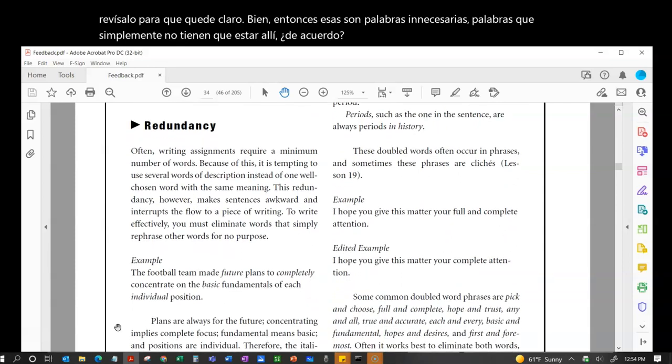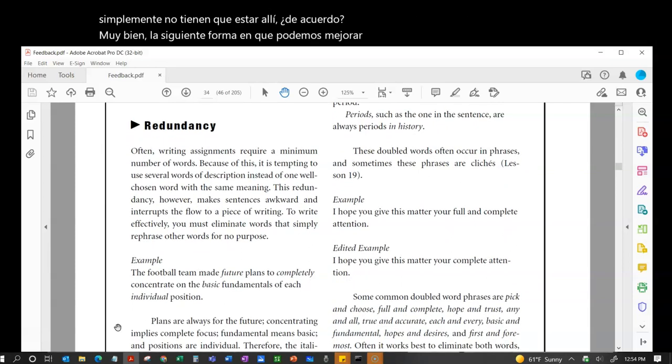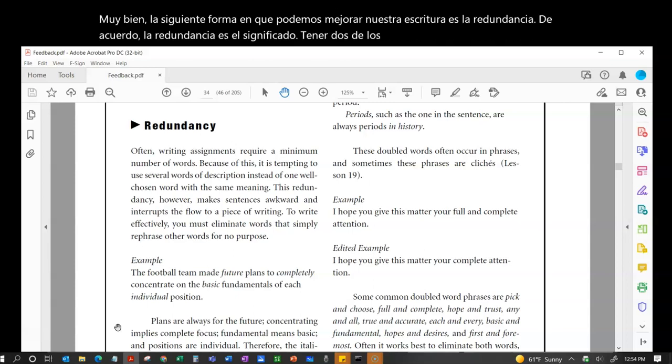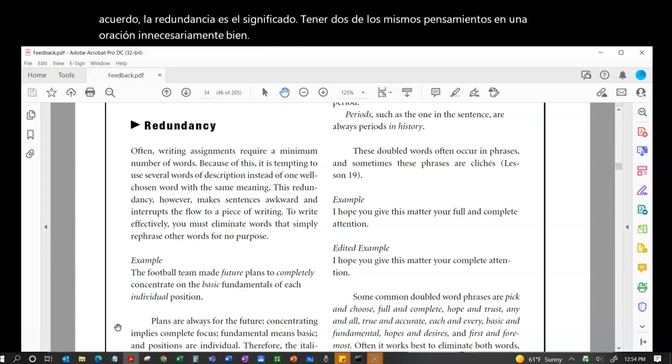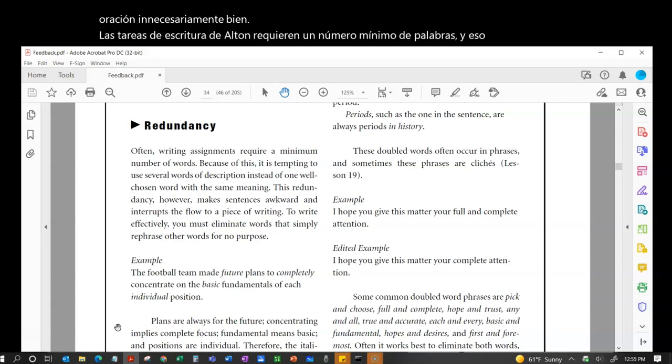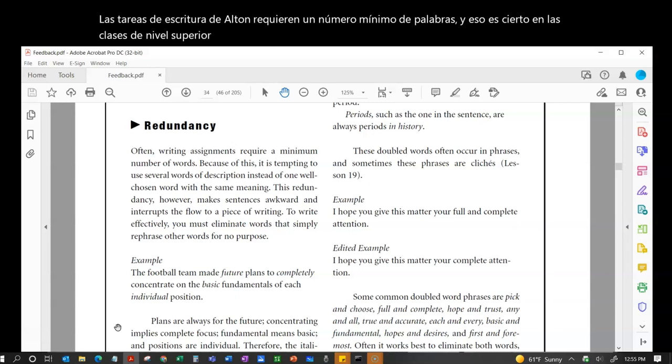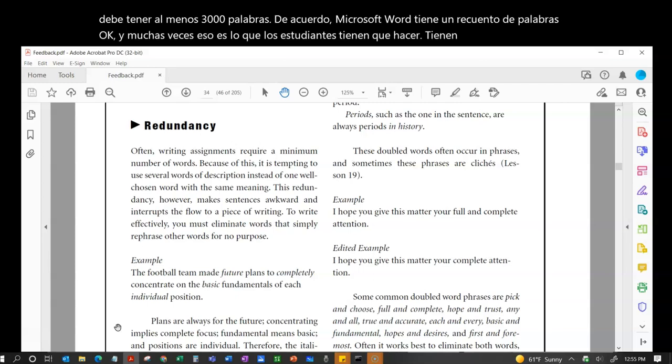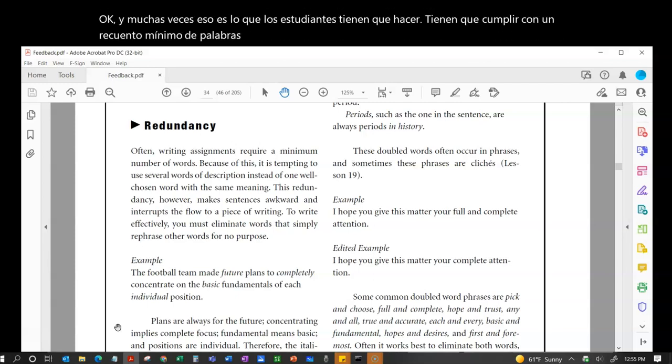All right, the next way we can improve our writing is redundancy, okay? Redundancy means having two of the same thoughts in one sentence unnecessarily, okay? Often, writing assignments require a minimum number of words, and that's true in upper level classes. A minimum number means that, okay, write an essay and you must have at least 3,000 words, okay? Microsoft Word has a word count, okay? And a lot of times that's what students have to do. They have to meet a minimum word count, okay? But we don't, all right, in our class. And so therefore, we're going to revise and we're going to look for clarity in our writing, okay?